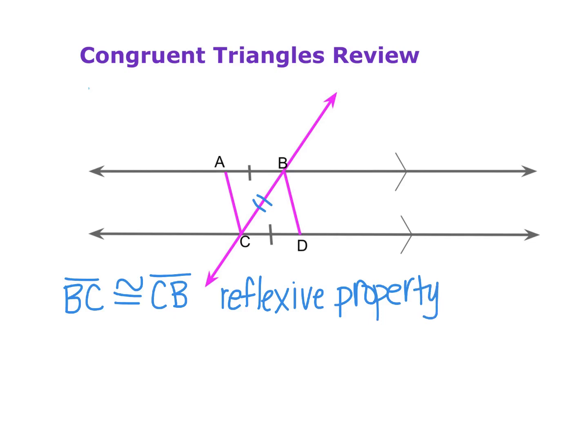So then the next statement that I want to recognize here is the measure of these angles. So angle, let me write this out. Angle DCB is going to be congruent to angle ABC. And the reason I know that those two angles are congruent to each other is because they are alternate interior angles. So let me write that out.